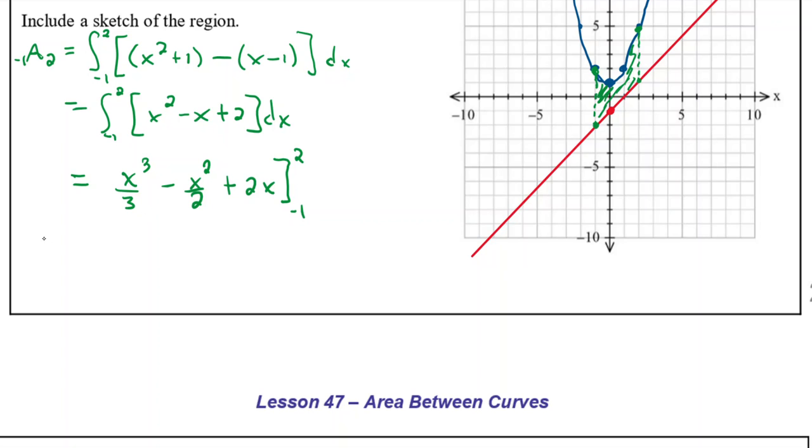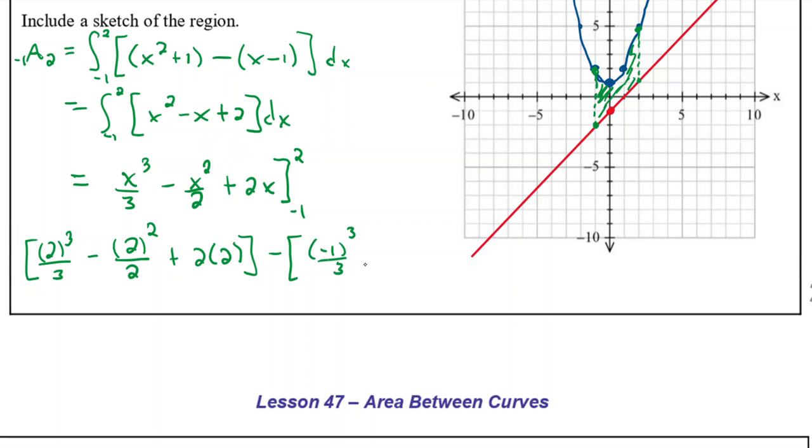So this becomes 2 to the power of 3 over 3 minus 2 to the power of 2 over 2 plus 2 times 2, minus, and then we'll do all the same with -1. So -1 to the power of 3 over 3 minus -1 squared over 2 plus 2 times -1.